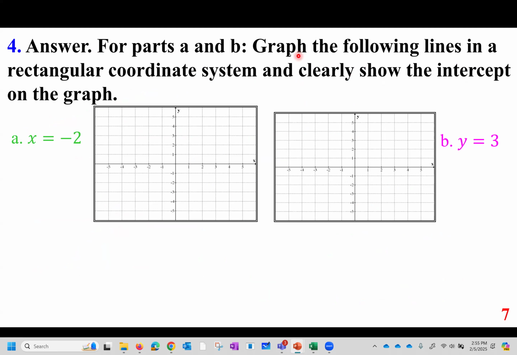All right, we are looking at parts A and B. Part A, x equals -2. Graph the line on a rectangular coordinate system and show the intercept. Well, if x is -2, it's a vertical line, and then the x-intercept is located at -2, comma 0, and that's the line.